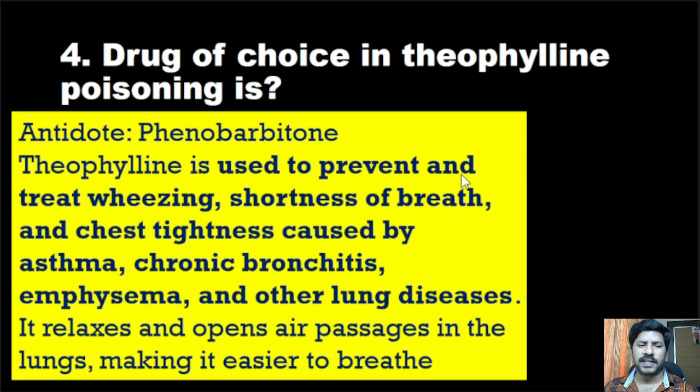Theophylline is used to prevent and treat wheezing, shortness of breath and chest tightness caused by asthma, chronic bronchitis, emphysema and other lung disease. It relaxes and opens air passages in the lungs, making it easier to breathe. It is a bronchodilator. If it is given in overdose, we can use phenobarbital.